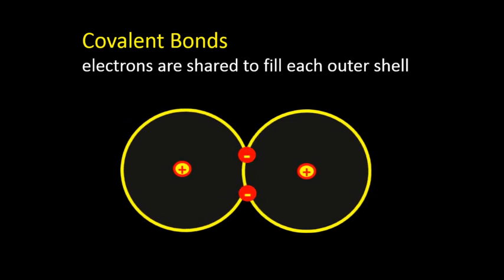So now that they're sharing each other's electron, it satisfies the octet rule and their outer shell is full, and this is done through a covalent bond.